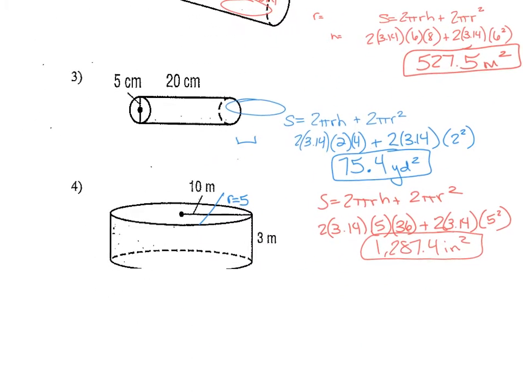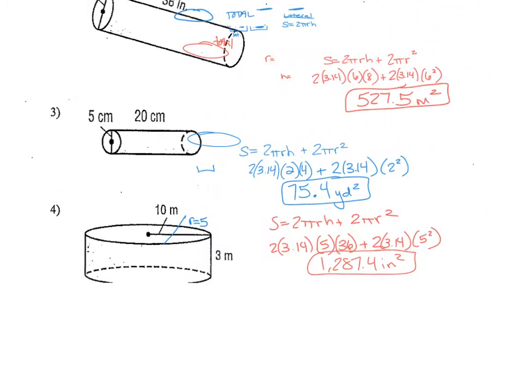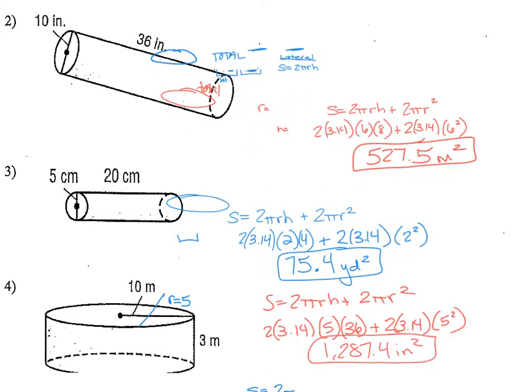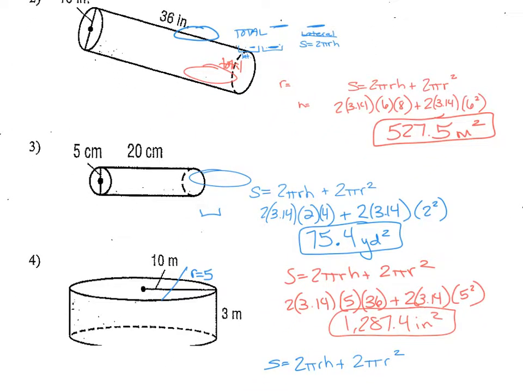Bear with me. So number 3. 2 pi r h, 2 pi times radius times height, plus 2 times pi times radius squared. On number 3, what's my radius? 2.5, because they gave me the diameter. And this is the height of the whole prism, how tall it is.